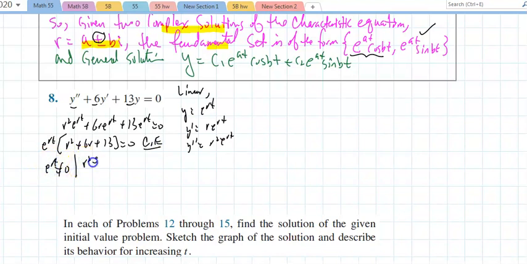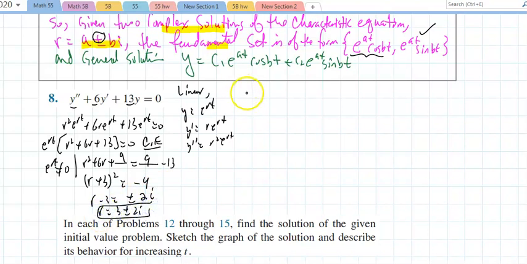It must be that r squared plus 6r plus 13 equals 0, and again, that doesn't factor. I'm going to move the 13 to the other side. I'm going to take half of the middle number, which is 3, and square it. r plus 3 squared will equal -4. So r plus 3 equals plus or minus square root of -4, which is 2i. And r will equal -3 plus or minus 2i. The fundamental set is actually e to the -3t cosine of 2t and e to the -3t sine of 2t.